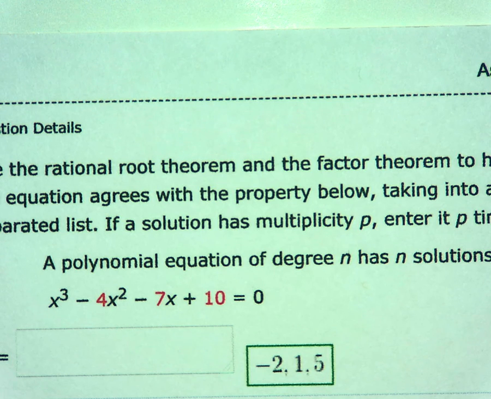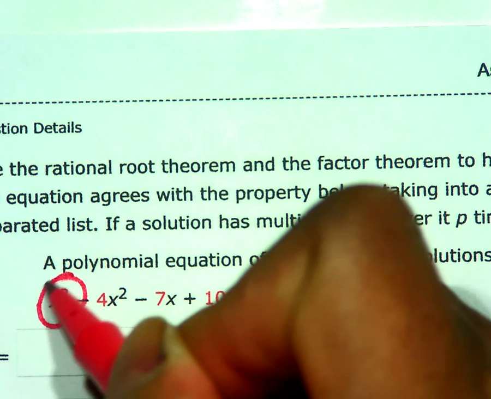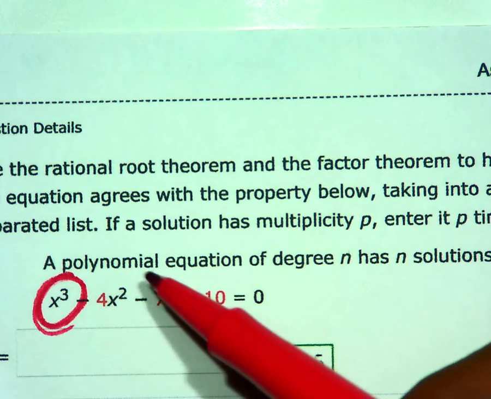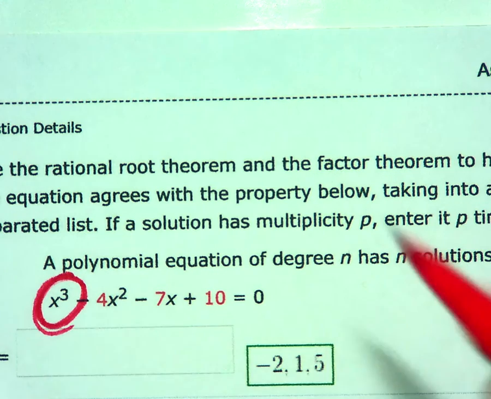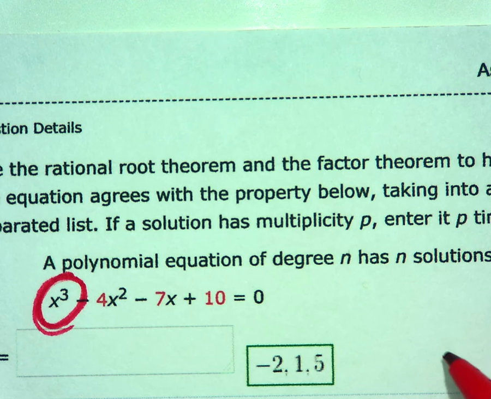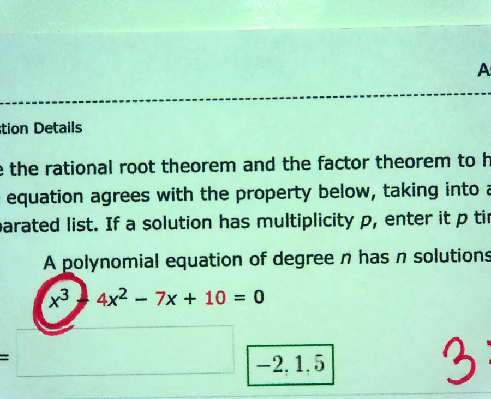But look at your leading term. Here's what I mean by your leading term. Notice that your highest exponent out of all of this is 3. So since 3 is your degree, so off to the side, the degree is your highest exponent or your largest exponent. You already know that you're going to have 3 possible solutions. That means 3 answers out. You already know what the answers are because you got -2, 1, and 5. So you already have that.